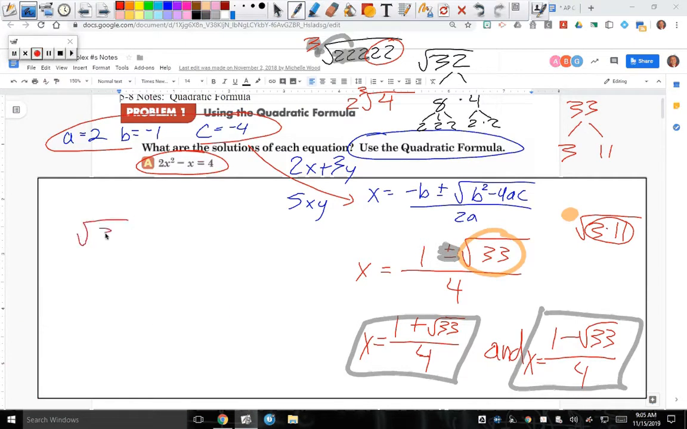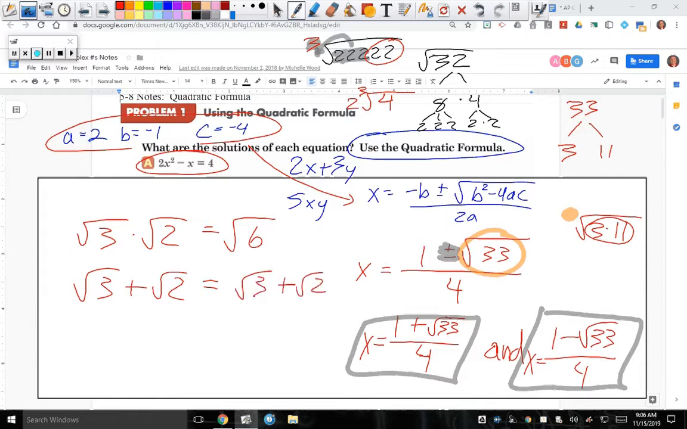How about if I had this? Don't be afraid to make a mistake. Please let me know what you think. What do you think the answer is to this? The square root of what? Square root of 6. What do you think the answer is to that? It's not the square root of 5. Square root of 3 plus the square root of 2.